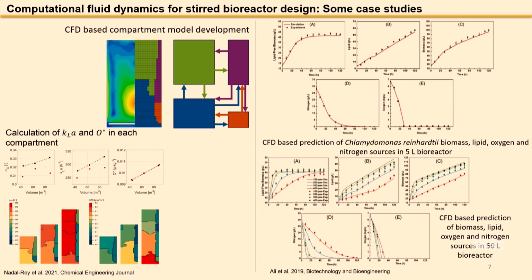From that we can actually divide the system into compartments, and from those compartments we can say how the mixing, how the oxygen mass transfer and so on are prevailing. So in this case they have actually calculated how the mass transfer coefficient and the oxygen saturation is present in each compartment.